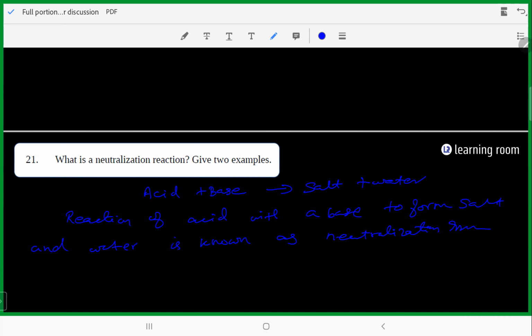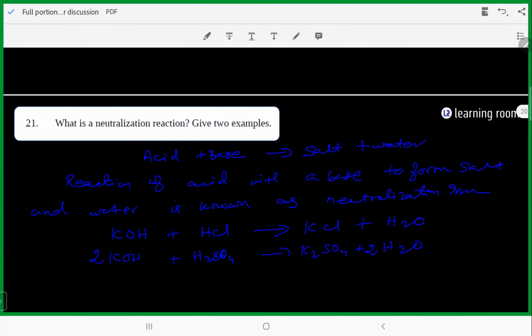Example: KOH reacting with HCl gives KCl plus H2O, and KOH plus H2SO4 gives K2SO4 plus H2O. Then it becomes a neutralization reaction. Okay. What other example can we write?